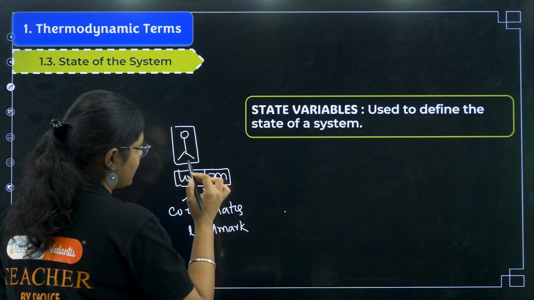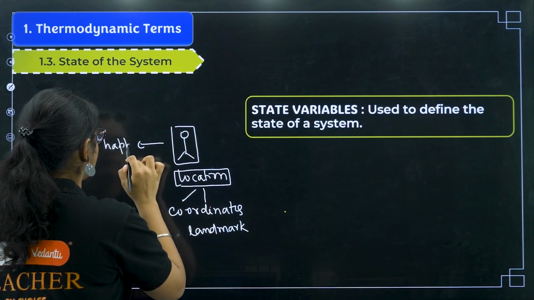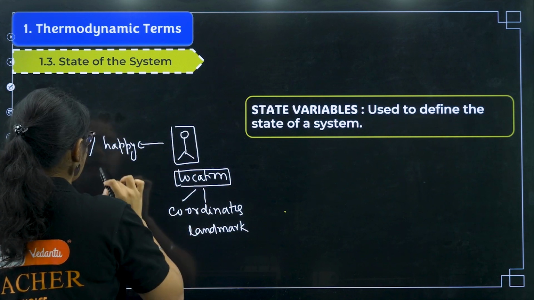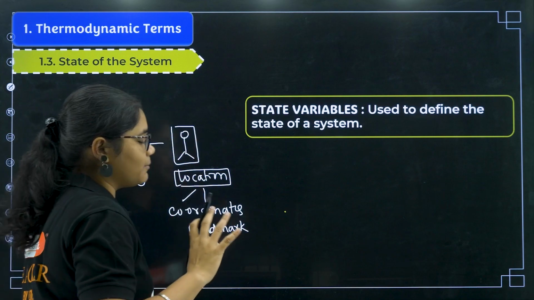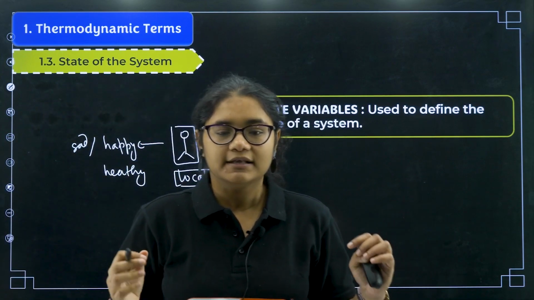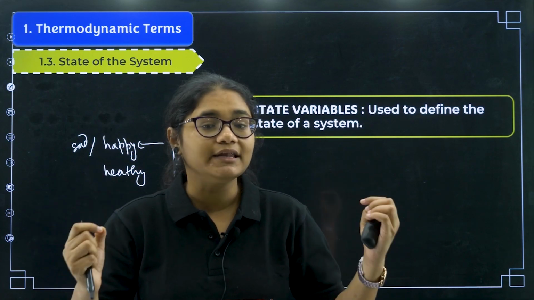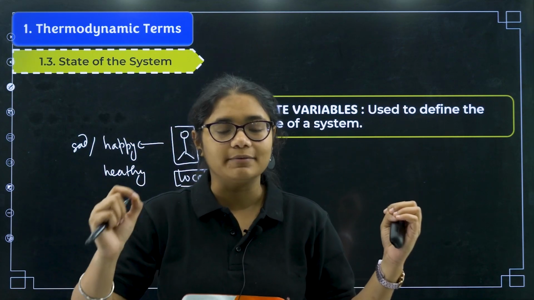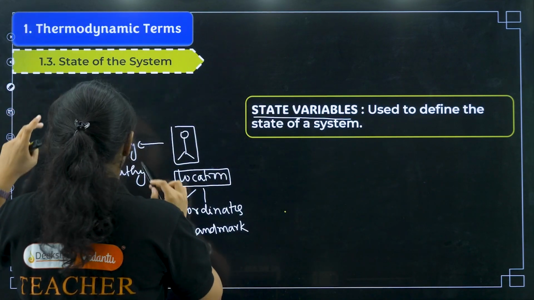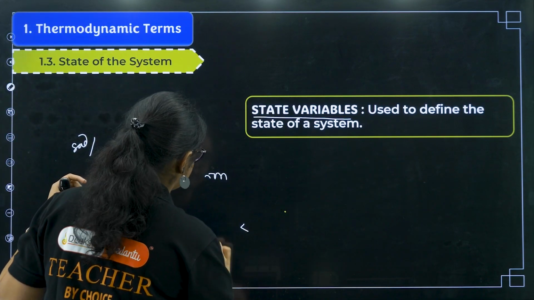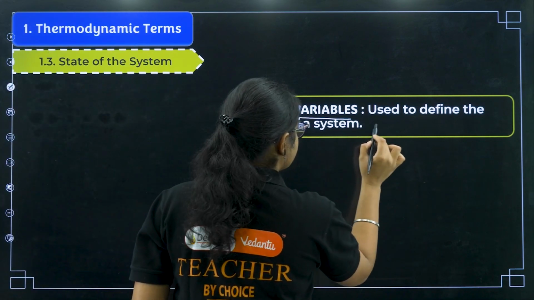Now suppose you want to tell your physical state: you can tell whether you are happy, sad, or healthy. These are all things which can tell about your state or condition. Similarly, to tell the state or condition of a system, we need certain parameters, and these parameters are called state variables. So what is the work of state variables? They tell you about the state of a system. Again, what is state? State means the condition of a system.